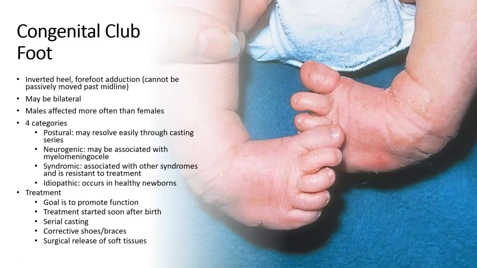Treatment for congenital clubfoot is often focused on the goal of promoting function for the patient. Treatment is started very soon after birth to improve outcomes. Serial casting is often the first step, and this is done to slowly straighten the foot over time. The child may need corrective shoes and braces during early childhood and beyond, and in some cases, surgical release of the soft tissues may be needed if casting is ineffective.